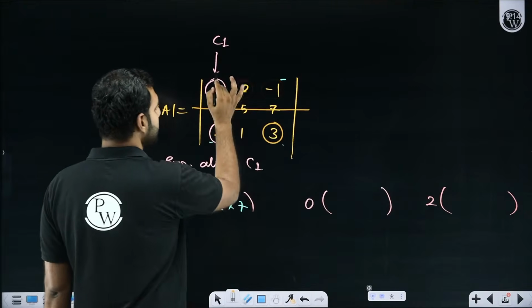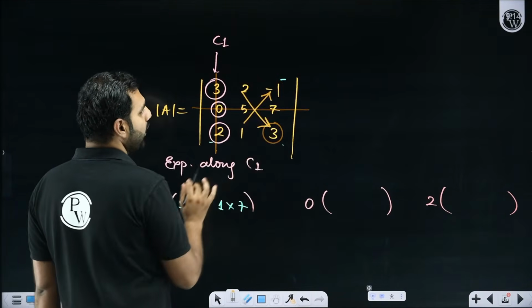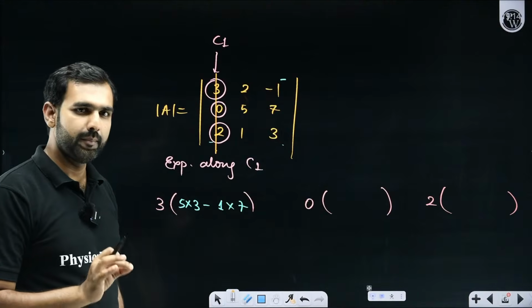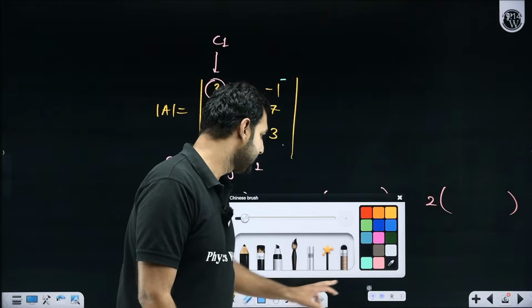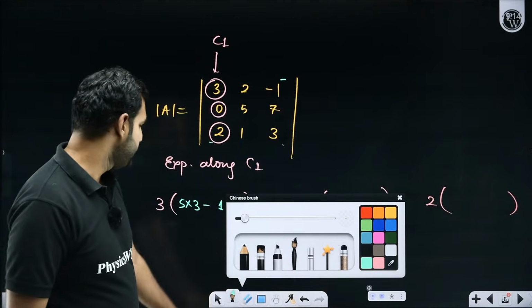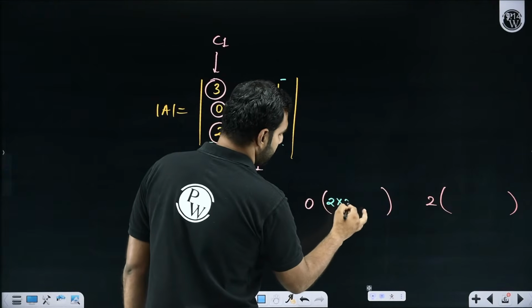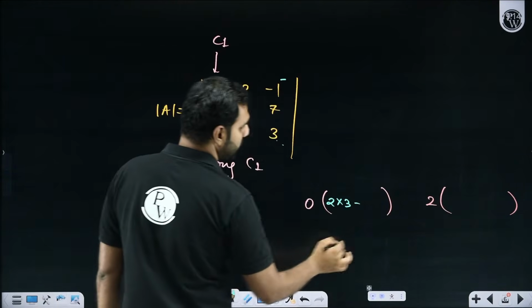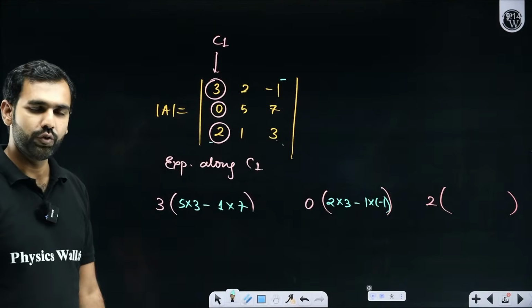If I remove this row and this column, I'll be left with these 4 elements, and on these 4 elements again, I'll be performing the same operation. I hope you are noticing this 2 into this 3, that is 6, minus this 1 into minus 1, which is, I think, minus 1. I hope no confusion so far.